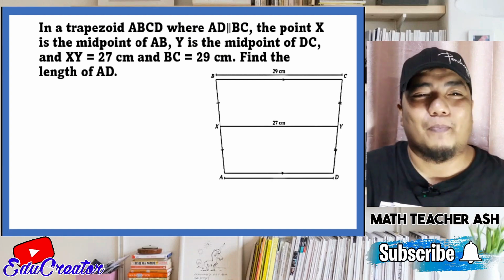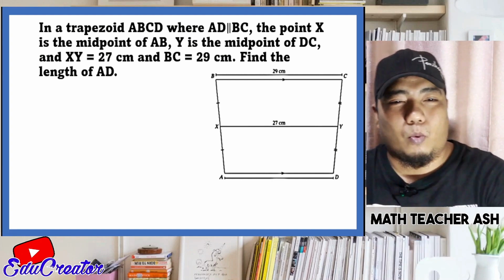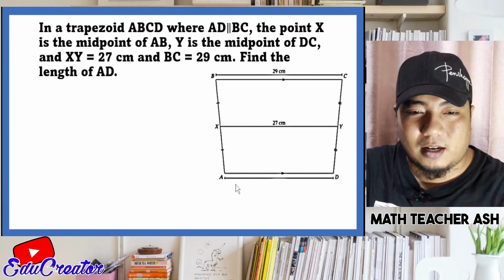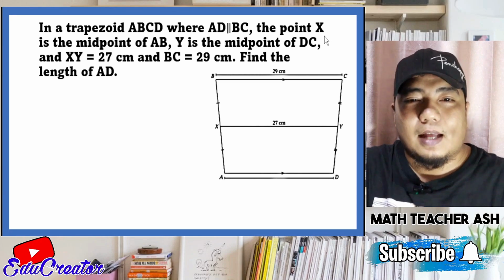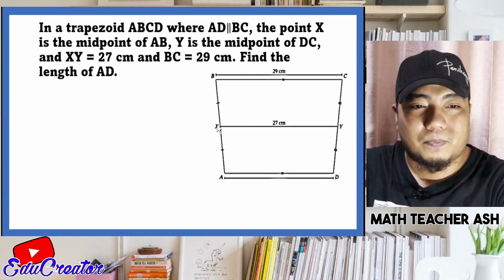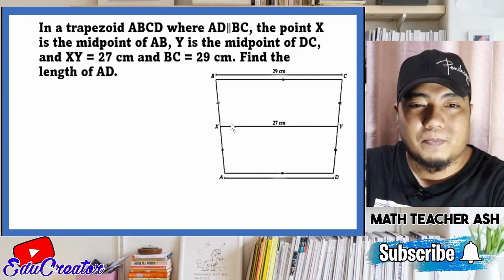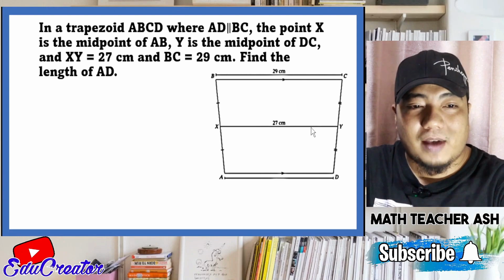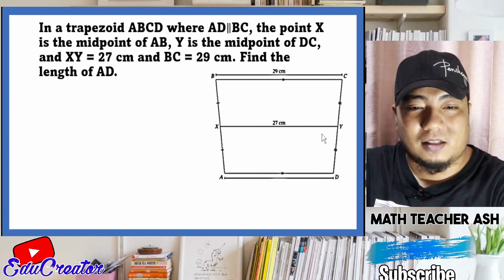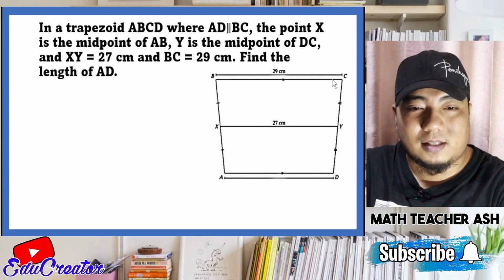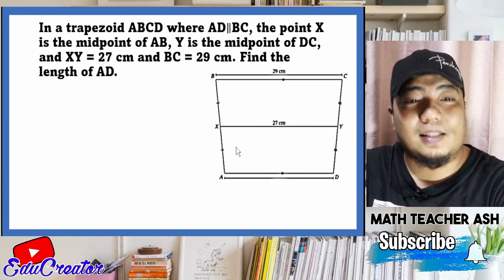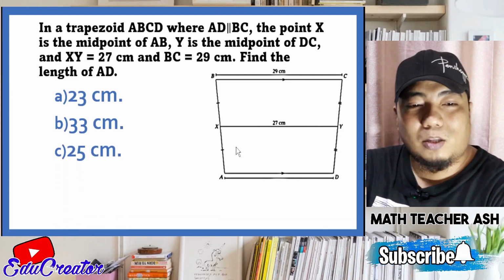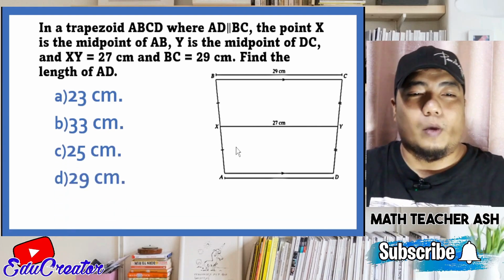Now let's continue. In a trapezoid ABCD, where AD is parallel to BC. Where is AD here? Okay, AD here is parallel to BC. The point X here is the midpoint of AB, and Y is the midpoint of DC. If XY is 27 centimeters and BC is 29 centimeters, find the length of AD. Is it A, 23 centimeters, B, 33 centimeters, C, 25 centimeters, or letter D, 29 centimeters?